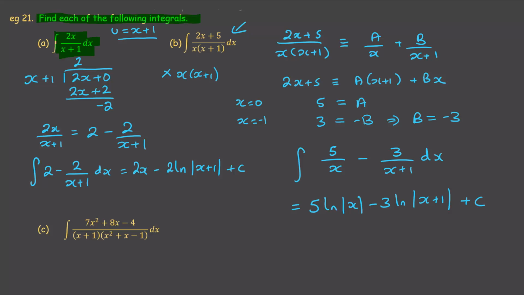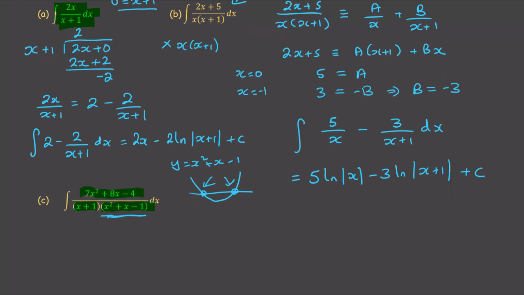And then finally, in part C, we've got 7x squared plus 8x take away 4 over x plus 1, times x squared plus x minus 1. Now it's worth noting here that because of the minus 1, if you were to plot y equals x squared plus x take away 1, it would actually cut the axis. So we do have roots, and strictly speaking, you could factorize this. But if you try, it's going to have surds in it and stuff. So let's just treat it as if it's a quadratic factor. It does work if you do that.